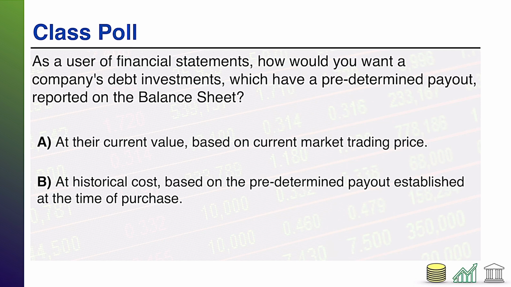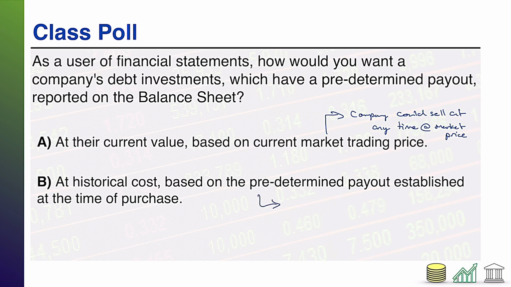Okay, so you're still with me one way or another. Either you came back or you stuck along. Let's talk about this. As with the question I asked on the equity investment slide, there's no right or wrong answer, but there are some things to consider here. For those that tend to argue that they would still want to see a debt investment at the current value based on current market trading price, their argument is the company could sell the investment at any time at the market price, and therefore it should show that market price as the valuation of the investment on the balance sheet. So that's the general argument for students that tend to choose A.